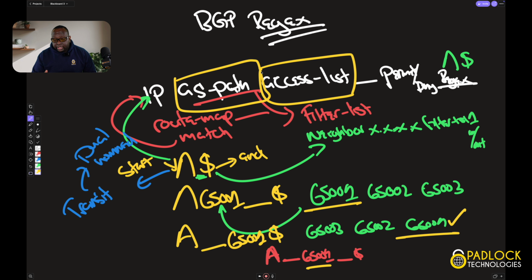So if you wanted to say, hey, I want to see routes that originated from 65001, and this is just a private AS, but if you want to use a public AS, just replace what I'm saying with the public AS. You would say show bgp ipv4 unicast regex caret space underline. So you have to have the underline, the ASN, and the dollar sign, and it will show you every route that originated there.